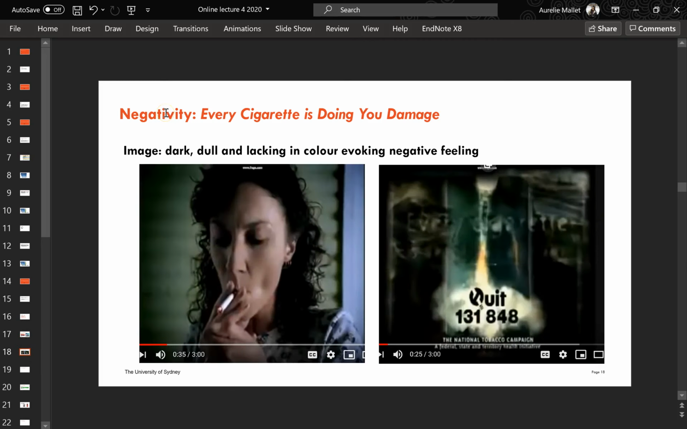Now, what about the images? What's happening in the actual images? We can look at images in terms of static images that you would see in posters, and moving images that you see in TV ads, videos, movies. This is more moving images. Negativity is realized in images through the use of color. The colors here are quite dark, just two examples here, two shots. They're dark, they're dull, they're lacking in color. You don't see bright colors like yellows and pinks and greens. It's quite dark, lots of black, lots of dark colors, and these create a very negative feeling.